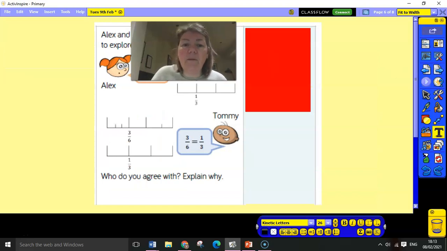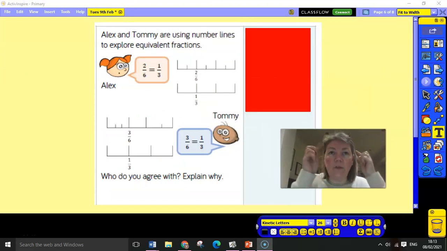So hopefully you had fun playing the games and hopefully that's helped you refresh your memory about equivalent fractions. So we've got a question here to have a look at. And this question says, Alex and Tommy are using number lines to explore equivalent fractions. And we've looked at number lines a little bit today. And hopefully you've managed to have a look at your fraction wall, your fraction strips, and maybe used your multiplication facts as well. But we're going back to these number lines now.